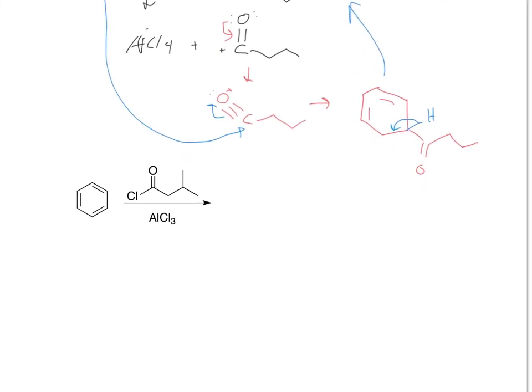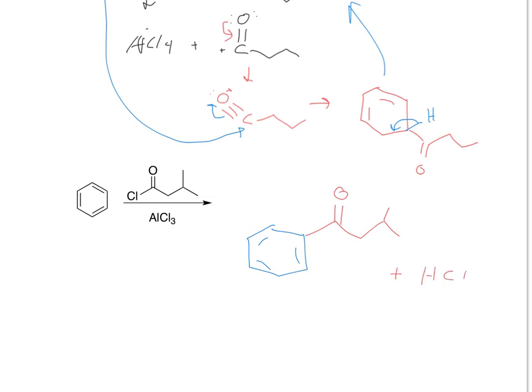Alright, let's try another one. Same idea. We know that we're going to replace this chlorine with the benzene ring. So let's just draw our benzene ring just the way it is. And now we'll keep the carbon chain just like it is in our starting material. We keep the carbonyl, and we get HCl as our side product.